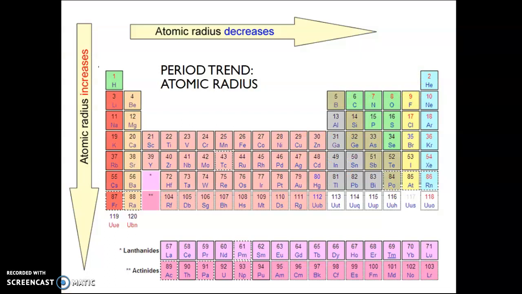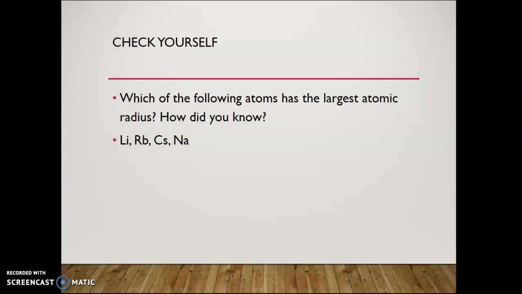On your periodic table, what I want you to do is this. I want you to circle francium, and I want you to write AR, just for you to signify that francium has the largest atomic radius. So, check yourself. Which of the following has the largest atomic radius, and how do you know? Talk to a neighbor and see if they know. Same here. Which of the following has the smallest atomic radius? How do you know? Check with a neighbor.